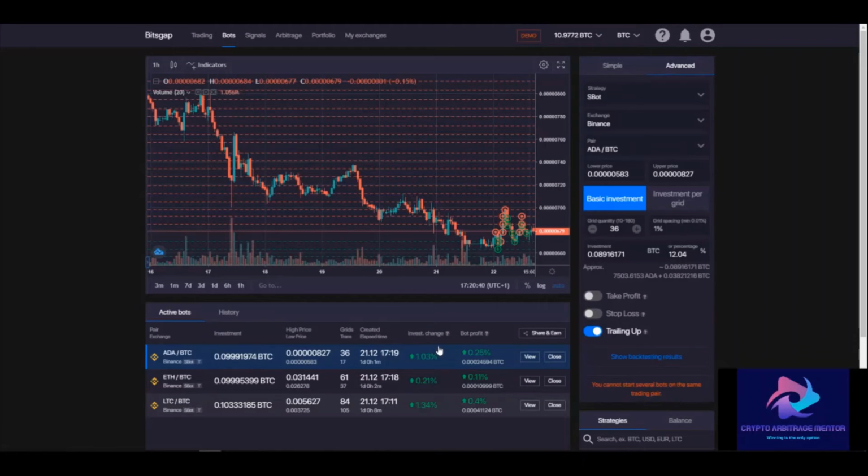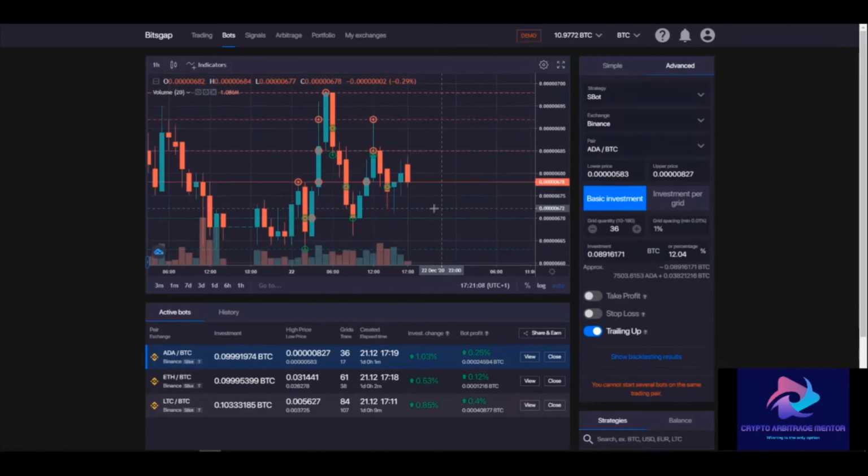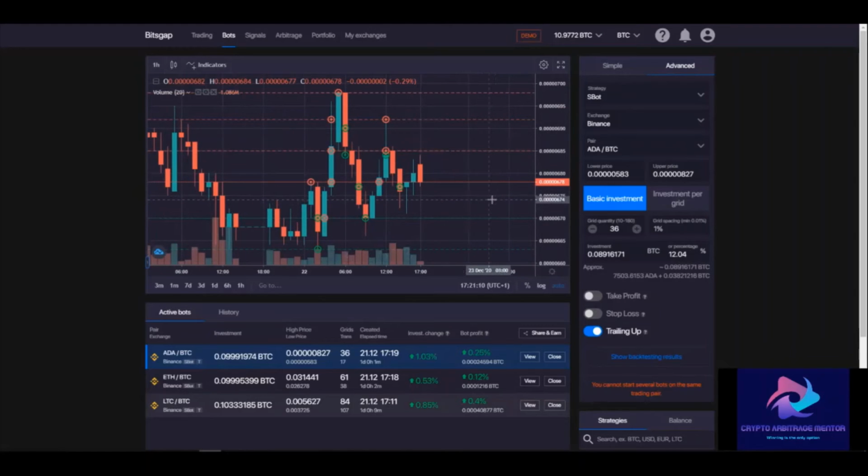the profit that is the sum of the bot profit and the change in the value of the coin against BTC. You can have that if ADA goes down, the bot profit will always increase because it's always doing trades, but the investment change can be down and you can be at minus X percent. Now you can see here the trades that the bot performed.